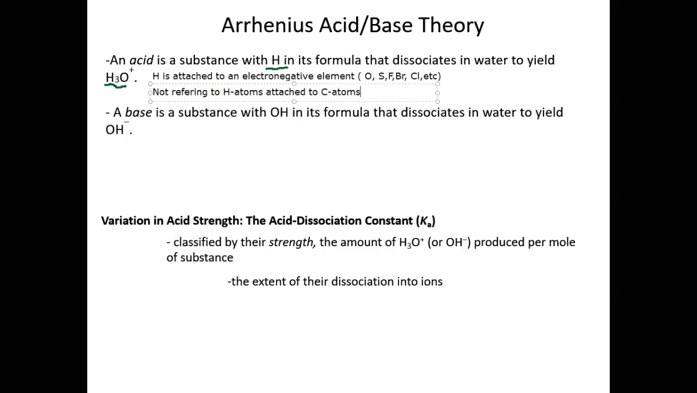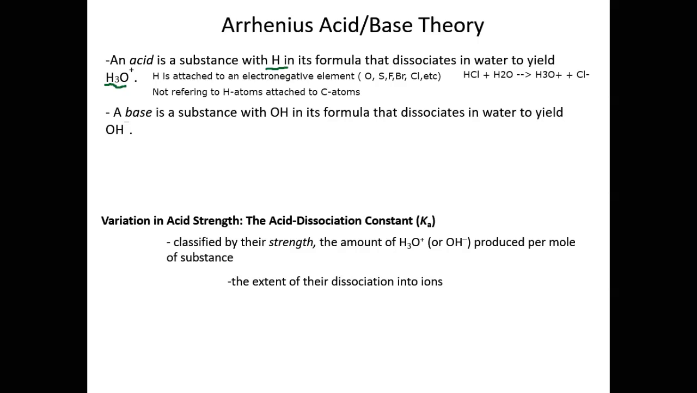For an Arrhenius acid, for example, if we take HCl and water, we get H3O plus and Cl minus. So HCl is an Arrhenius acid. We'll talk about the strength of an acid in a second. So that's the Arrhenius theory, very simple. It says you put something in water, it forms H3O plus, it's an acid.